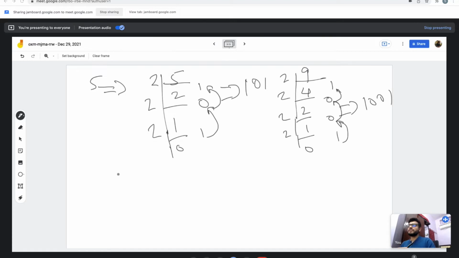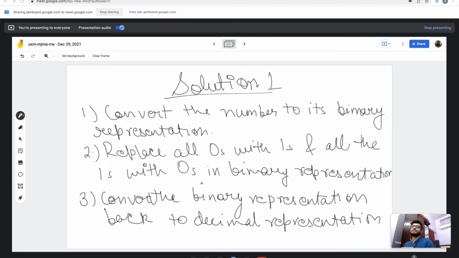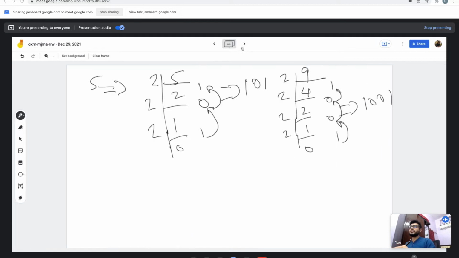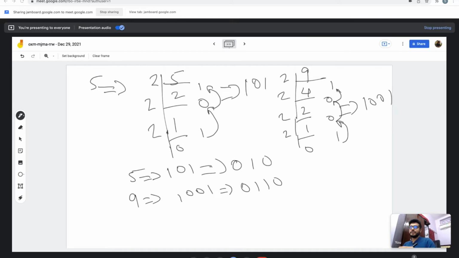Now step 2 is replacing all the zeros with ones and ones with zeros. For 5 we got 101, and when we convert ones to zeros and zeros to ones, we get 010. Similarly for 9, we got 1001, and flipping the bits we get 0110. What we have got till now is the binary representation of the complement of these numbers, which were originally given to us.